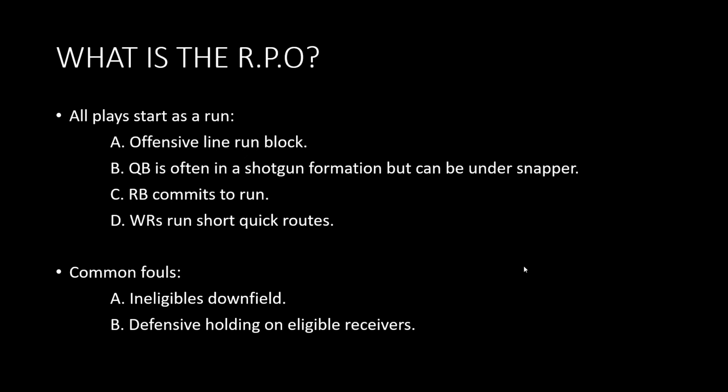So some of the common fouls that we would see on a play like this would be ineligibles downfield who believe they're going to be run blocking and perhaps the pass isn't immediate. And then sometimes we get defensive holding on eligible receivers because, again, they're reading run as well.